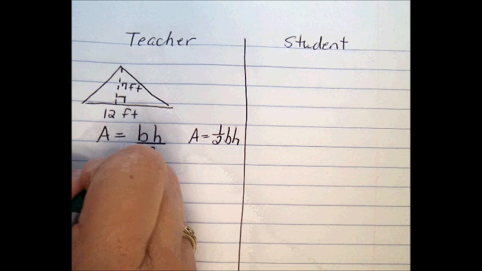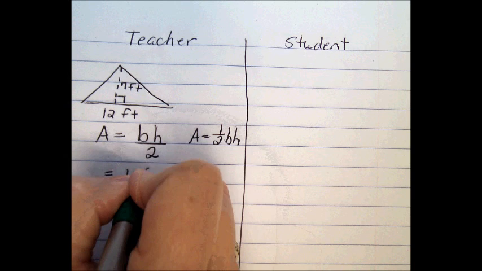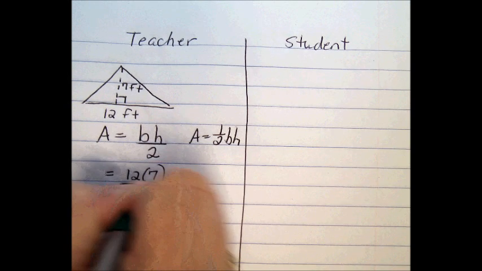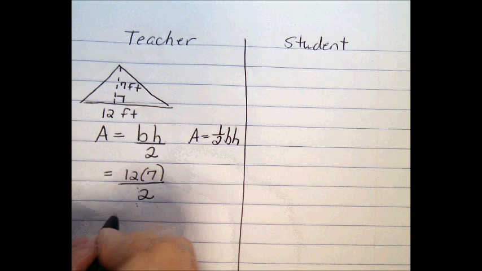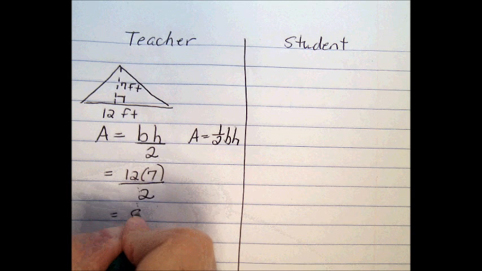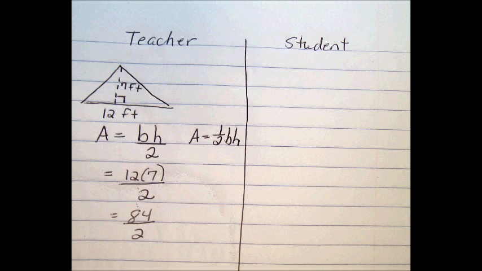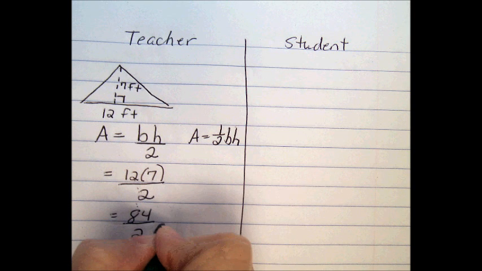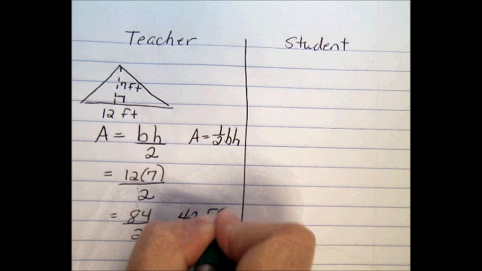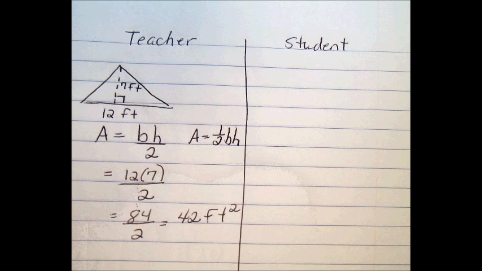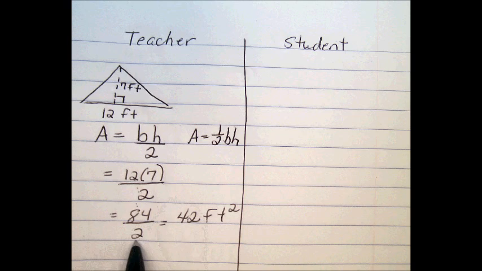Alright, I'm going to fill in my formula now. The base is 12, the height is 7, divided by 2. Don't forget to divide by 2. Alright, 12 times 7 is 84 divided by 2. 84 divided by 2 is 42, and that's feet squared. Okay? Same process almost. The only thing that's different than what we did yesterday is once you multiply the base times the height, then you have to divide by 2.